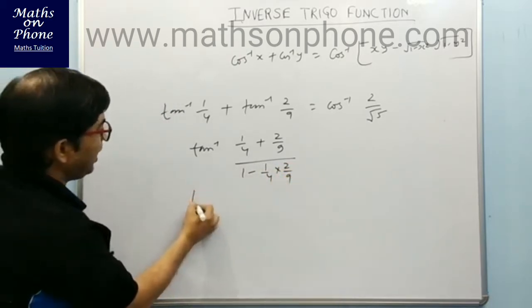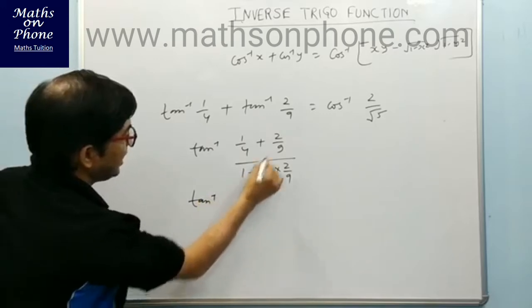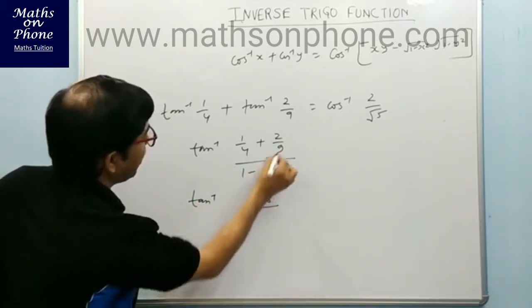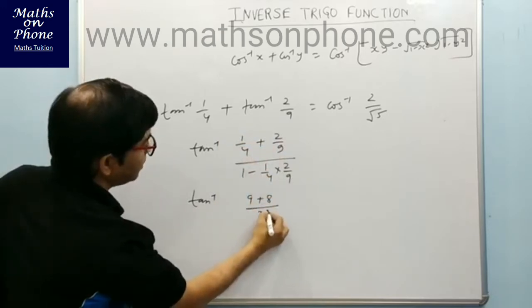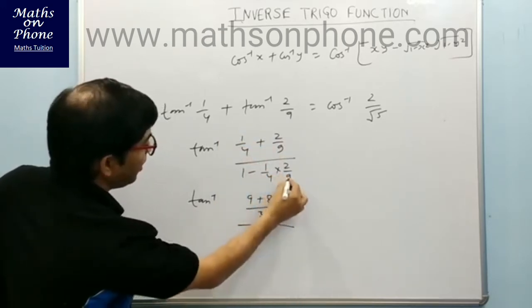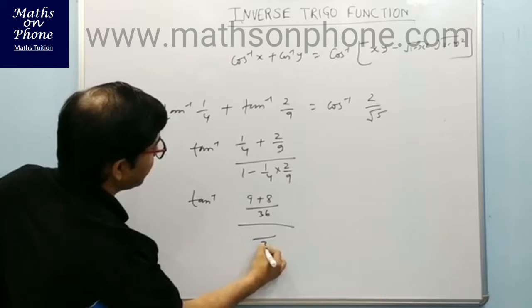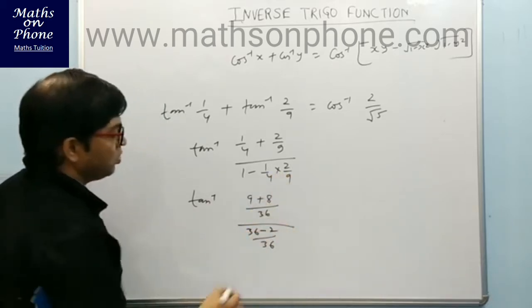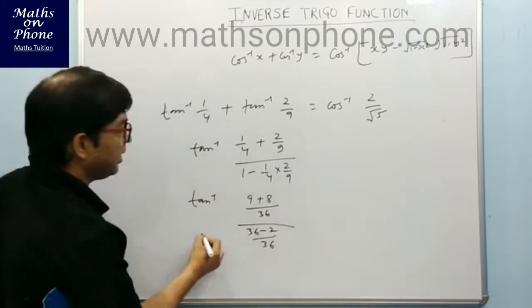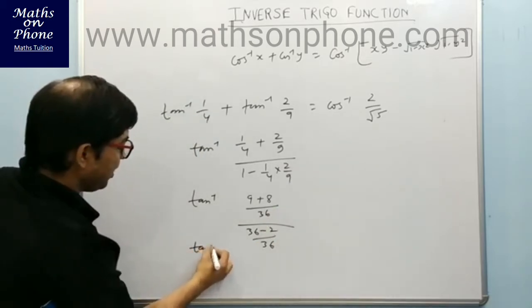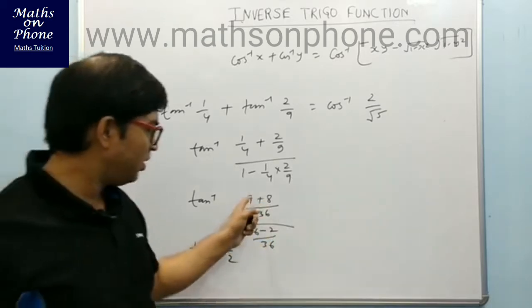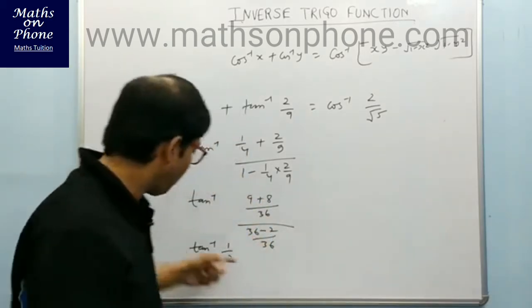So it is coming out to be tan inverse, if you just take the LCM, 36, that is 9 plus 8 divided by 36, and here if you just write 36, this is 36 minus 2. So what that is coming out to be, that is tan inverse 1 by 2. 36 cancelled out, this is 17 and this is 34.